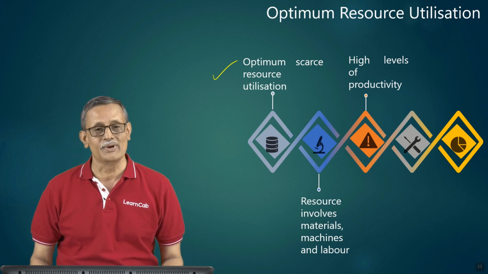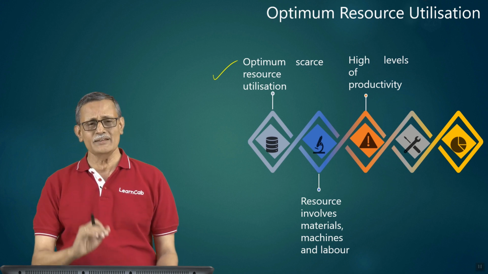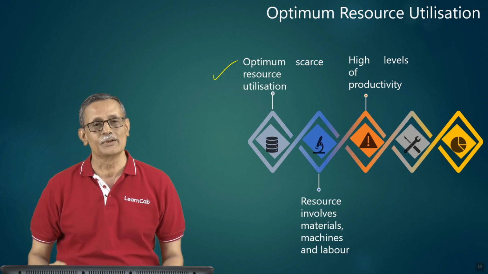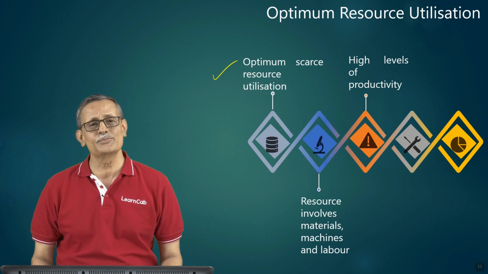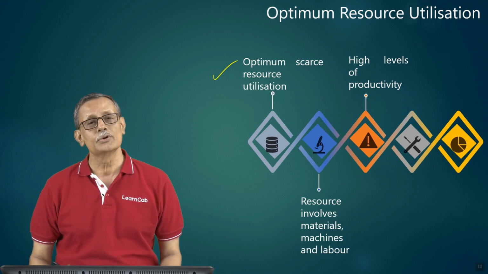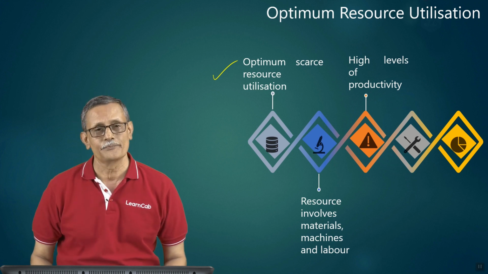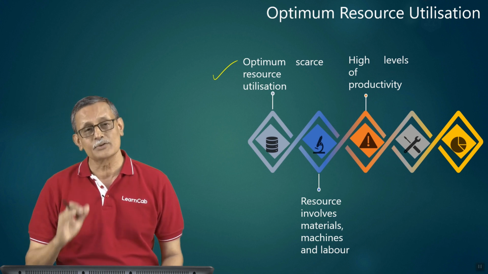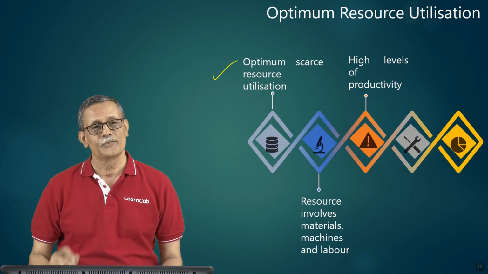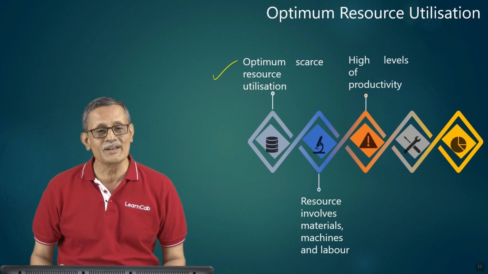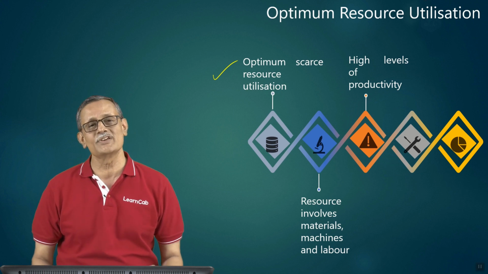High levels of productivity. There is always a fine difference between production and productivity. We should not confuse between the two things. Production is an absolute term of output. Productivity is output by input. If you produce 200 kg of sugar in 1 hour using 10 people, and in the other case you produce 200 kg of sugar in 1 hour using 20 people, which is more efficient?